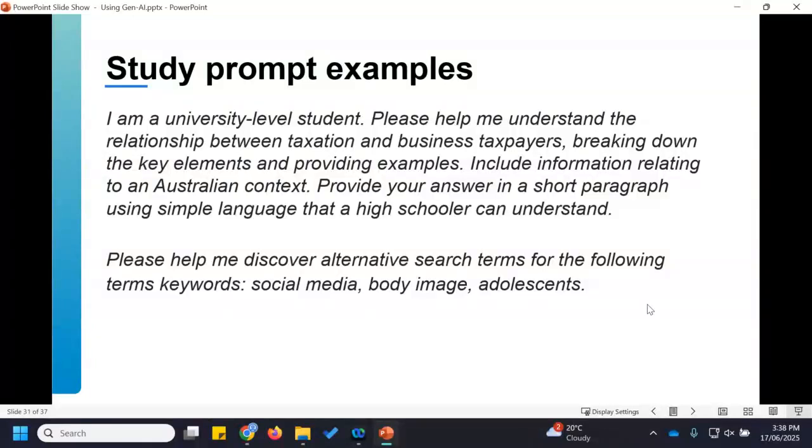Another example could be, please help me discover alternative search terms for the following terms or keywords. So if you've already done a search, you're not coming up with much, but you also don't really know how to expand your search to get more information, give it the keywords you've been using and ask it for alternatives.